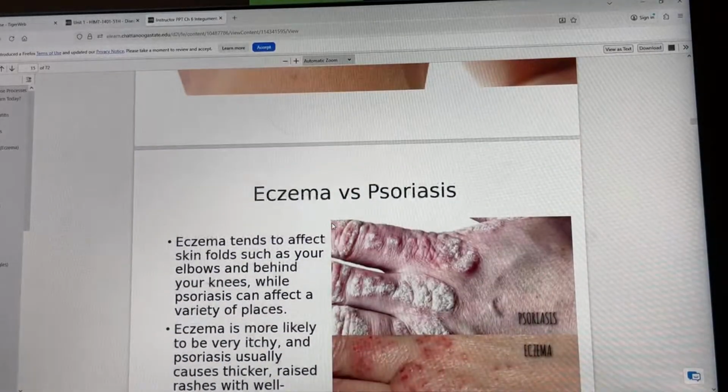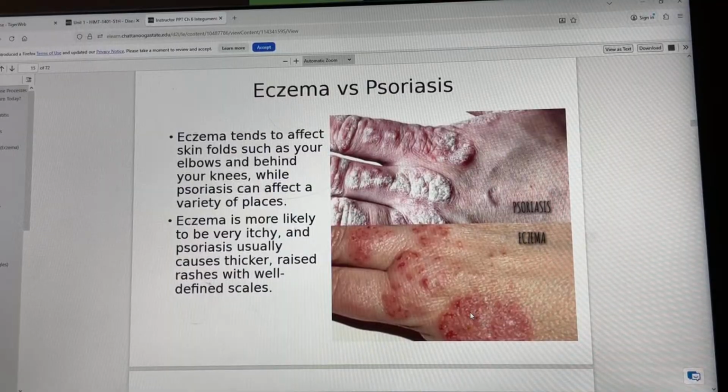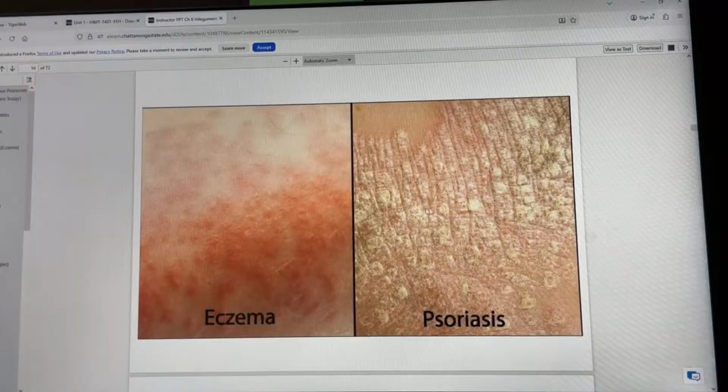Okay, so here's a picture just kind of comparing eczema and psoriasis. So they tend to look a little similar, but you can see how the psoriasis is more silvery, right? And the eczema is more red and kind of irritated looking. Eczema tends to be more itchy. That's why they tend to scratch more. Here's just another picture comparing the two.